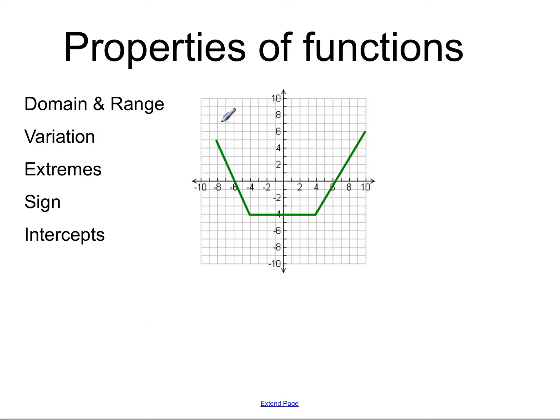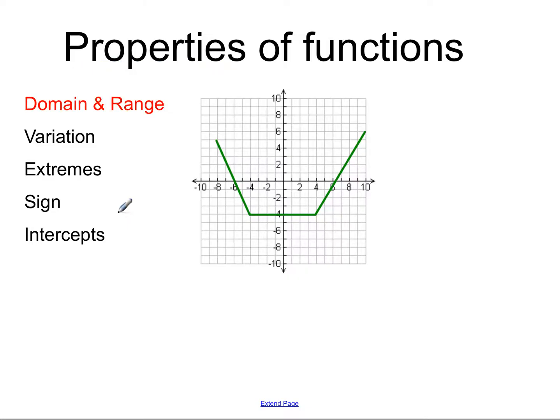Okay, moving on. The last thing I want to talk about today is properties of functions. So, what are properties of functions? A property of anything is something that you use to describe it. So, the main ways we describe functions are: the domain and range, the variation, extremes, sign, and intercepts. Let's quickly go through each one. Hopefully this is a review for you.